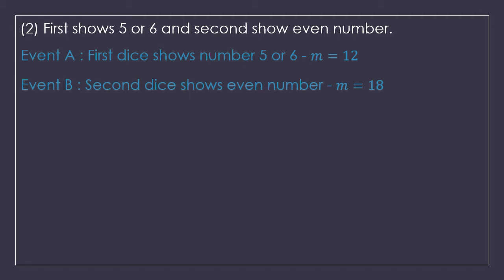So (1,2), (1,4), (1,6). (2,2), (2,4), (2,6). (3,2), (3,4), (3,6). (4,2), (4,4), (4,6). (5,2), (5,4), (5,6). And (6,2), (6,4), (6,6). 3 events times 6 are 18 favorable outcomes.